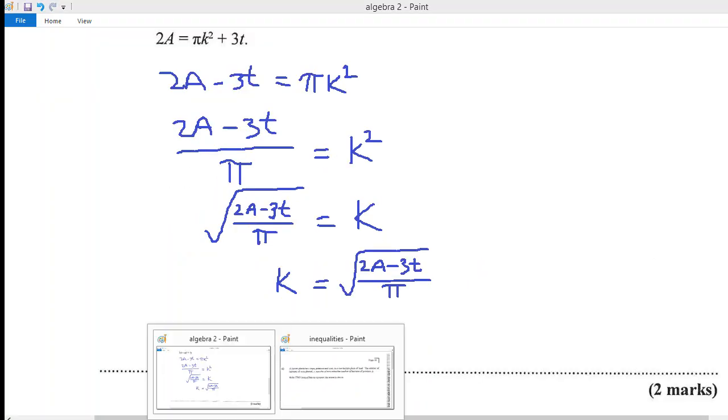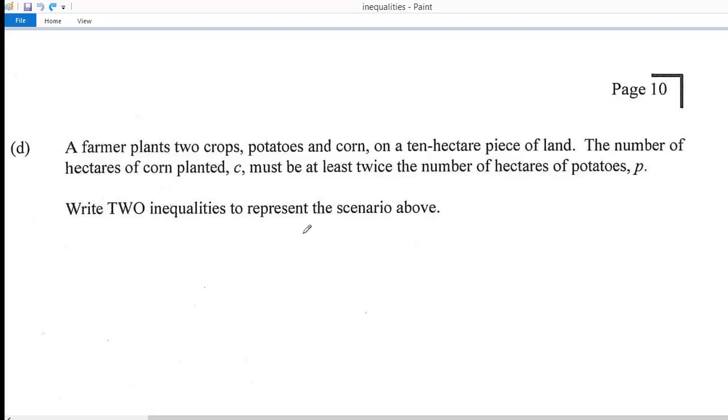And let's move on to the inequalities question, which is part D. A farmer plants 2 crops, potatoes and corn, on a 10-hectare piece of land. The number of hectares of corn planted, C, must be at least twice the number of hectares of potatoes, P. Write 2 inequalities to represent the scenario above.